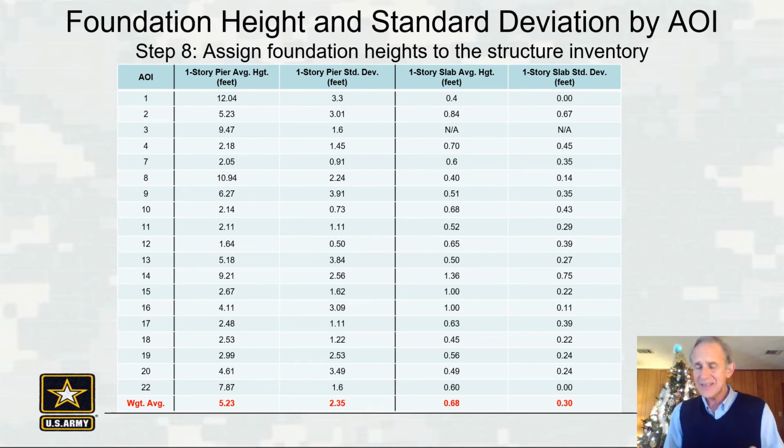So are we going to be exactly right on each individual structure? No, we're not. But this is a large coastal study, and as long as we got it right for the area, this would be deemed good enough. So we actually used that average height for pier and slab that we collected, and we applied it to the reaches that fit into those areas of interest. And we had the uncertainty with the standard deviation.